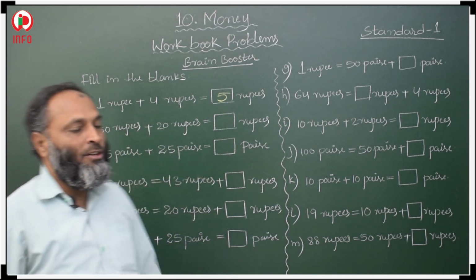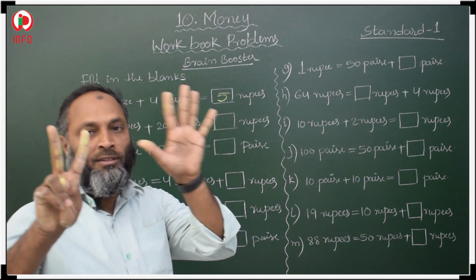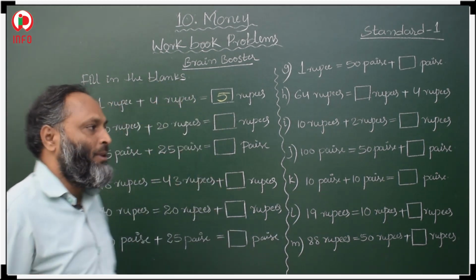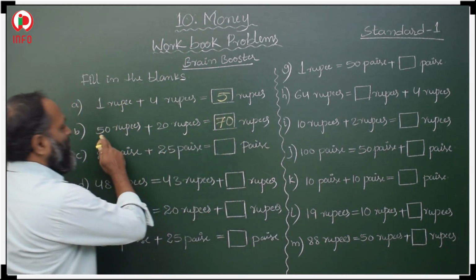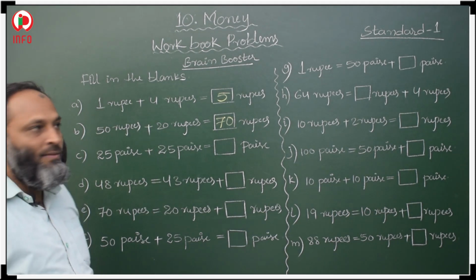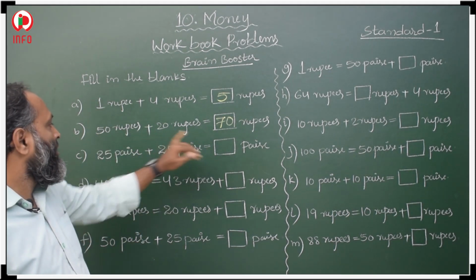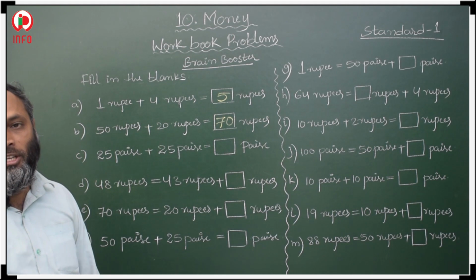50 rupees plus 20 rupees. 50 plus 20: 5 plus 2 is 7, so 70 rupees. We just add 5 plus 2, and the 0 we give as it is. 5 plus 2 is 7 and the 0 stays, so 70 rupees.